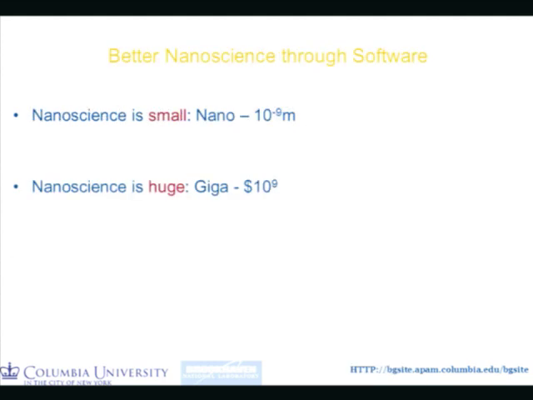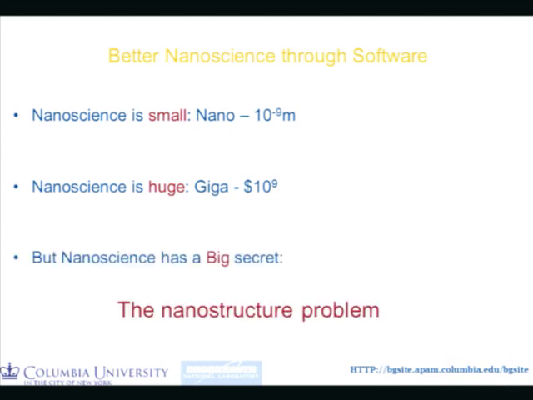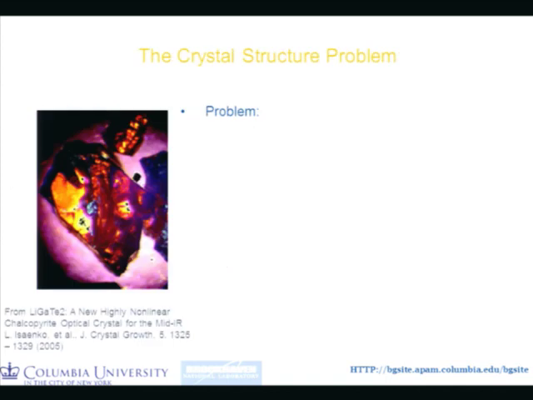Okay, so nano is obviously small. It's the length scale, one billionth of a meter. But it's also huge. This is a slightly old slide, and in terms of dollars, it's huge. It's $1 billion, and now it's tens of billions of dollars, and getting towards hundreds of billions of dollars. But nanoscience has a big secret, which I call the nanostructure problem. So let's look at that in a bit more detail. We're all crystallographers here, so we know what the crystal structure problem is.